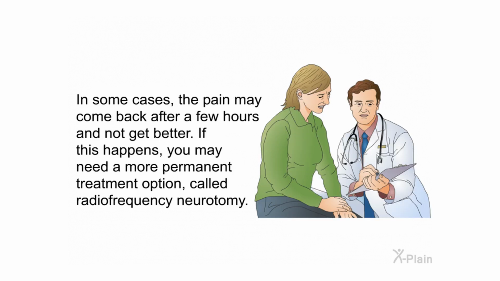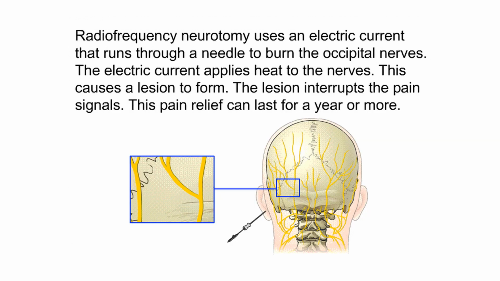In some cases, the pain may come back after a few hours and not get better. If this happens, you may need a more permanent treatment option called radiofrequency neurotomy. Radiofrequency neurotomy uses an electric current that runs through a needle to burn the occipital nerves. The electric current applies heat to the nerves. This causes a lesion to form. The lesion interrupts the pain signals. This pain relief can last for a year or more.